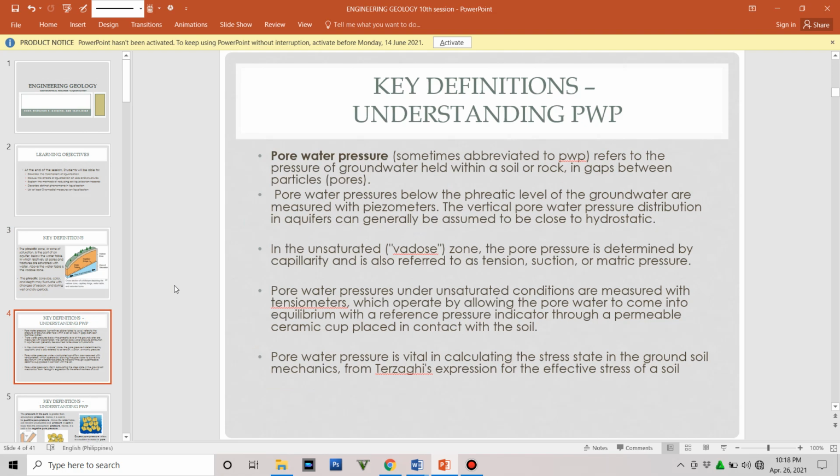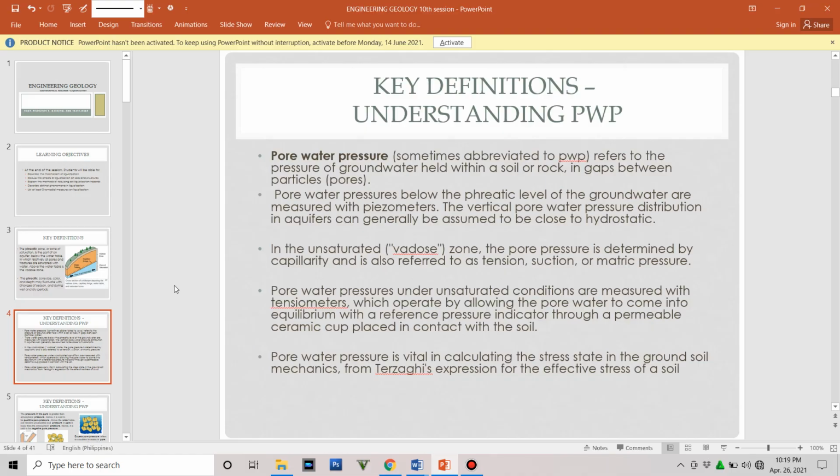Moving on, we need to understand pore water pressure, often abbreviated as PWP. It refers to the pressure of groundwater held within a rock or soil in the gaps between the particles. The gaps between the particles are called pores. The pore water pressure below the phreatic level of the underground water is measured with piezometers.